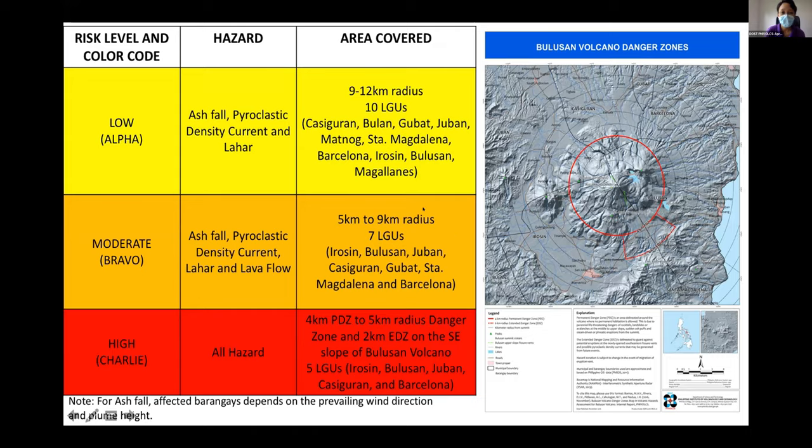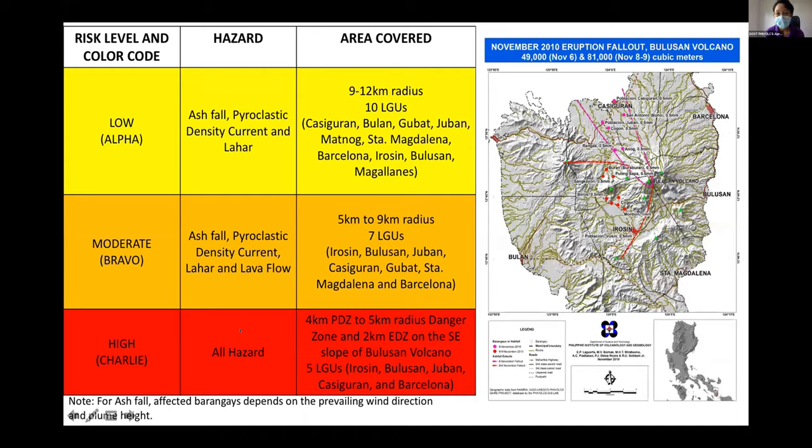So kung mapapansin po natin, sa hazards na nakalista, wala po dito yung ash fall. Kung natatandaan po natin kanina, sinabi ko po na ang ash fall ay maaaring makaapekto sa mga bayan depende sa prevailing wind direction and wind height. For example na lang po, ito pong hazard map or fallout map noong November 2010, kita po natin yung kulay red dots. Yan po yung mga areas na naapektuhan noong November 8 to 9. And yung pink naman po ay ang November 6. So nagbago po yung wind direction ng time na yun.